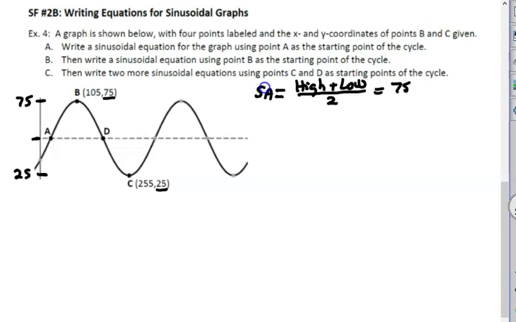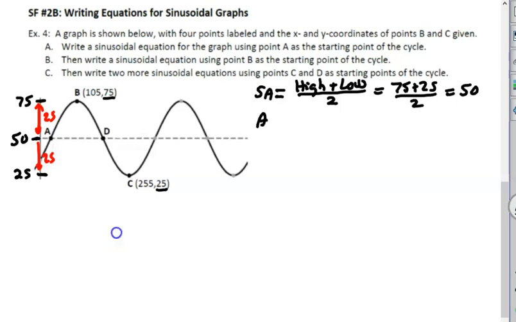So 75 plus 25 is 100, divided by 2 is 50. I could also say 75 minus 25 is 50. Half of 50 is 25. So the difference between the high and the middle is 25. So I could also think of this, okay, I know this is 50, so this has to be 25, and this has to be 25. So my middle value is 50, which is halfway between 25 and 75. So that's the sinusoidal axis.